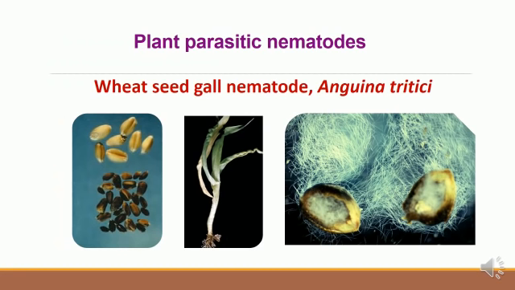Let us see the important plant parasitic nematodes one by one. First is the wheat seed gall nematode, Anguina tritici. It causes ear-cockle disease on wheat and barley. It is the first plant parasitic nematode recorded in the literature.